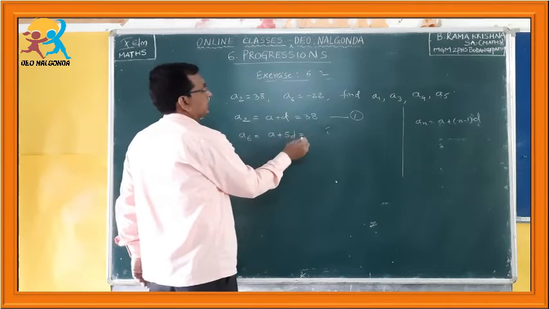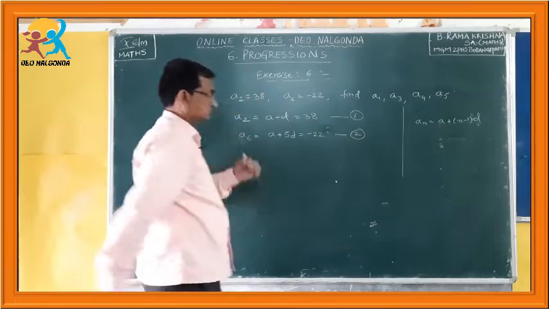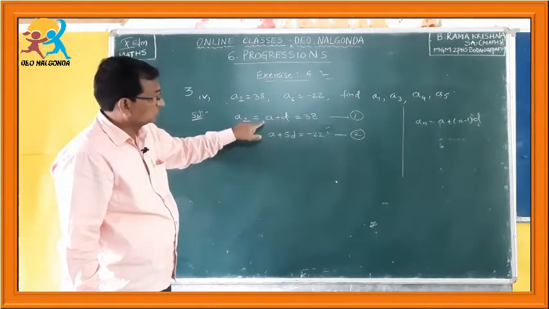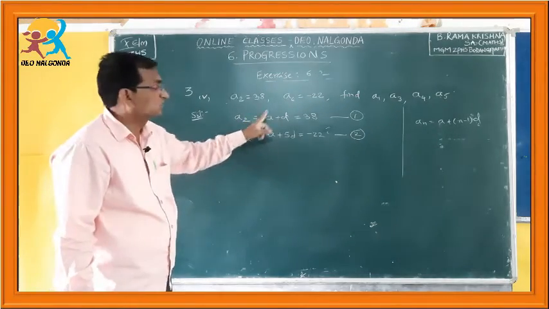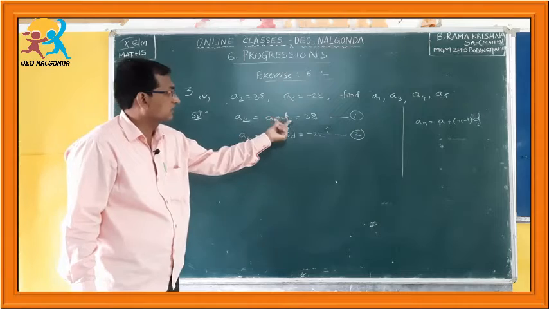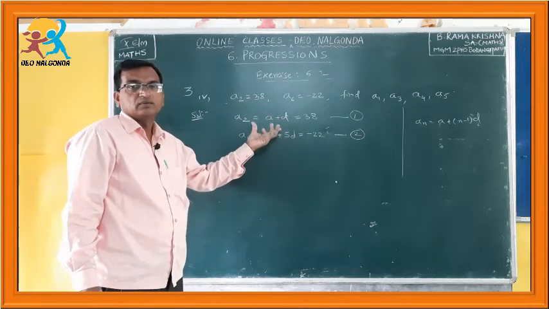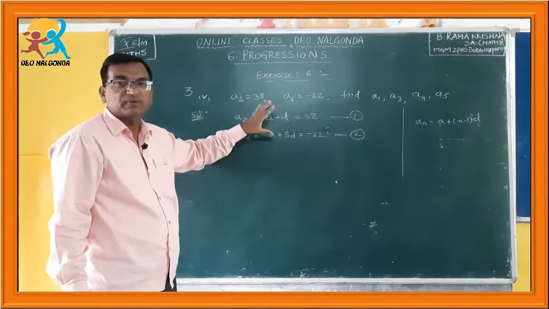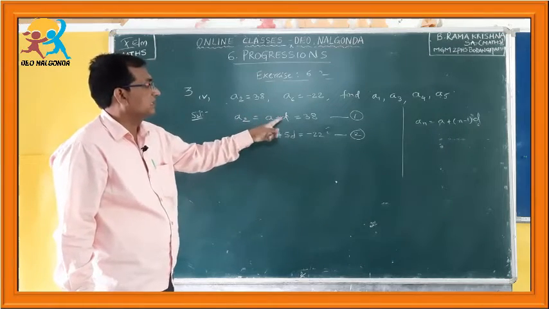So, a plus 5d is equal to how much, given? 22. Mark this as 2. Now, if you observe, these are two linear equations, a pair of linear equations with two variables, one is a and another one is d. From this, you can solve this pair of linear equations with two variables and find out a and d.